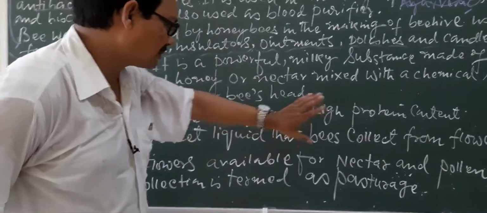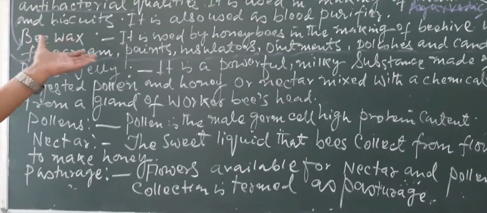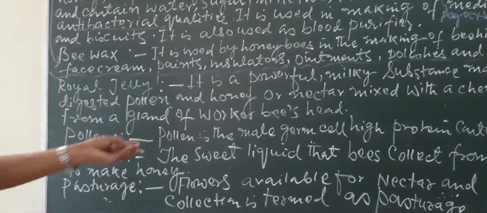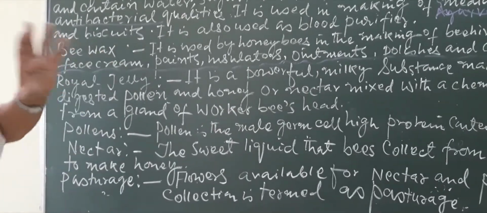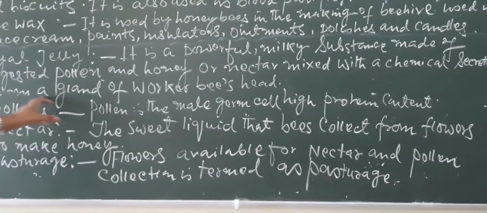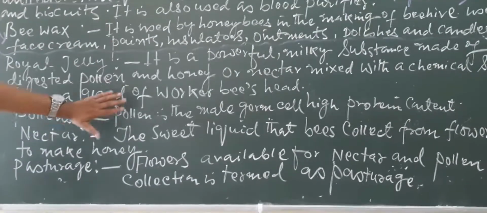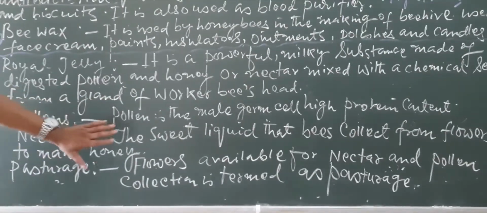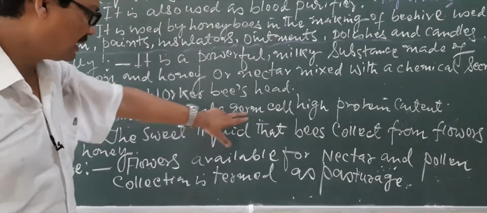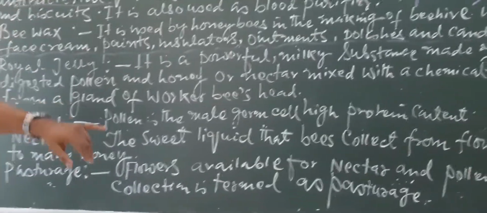Pollen is the male germ cell, highly proteinaceous, and it has other food things, vitamins, carbohydrates, and fats, and it has very high food value. That's why in the beehive you may see that this is also a food source for the bees. Pollen is the male germ cell, it acts as a germ cell. From here there is production of male gametes.